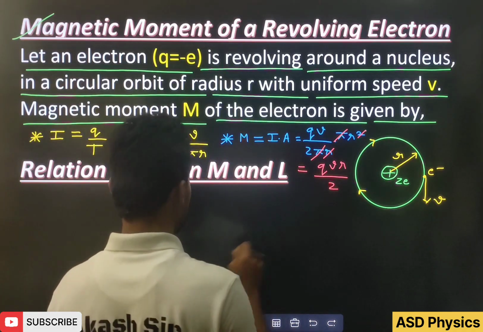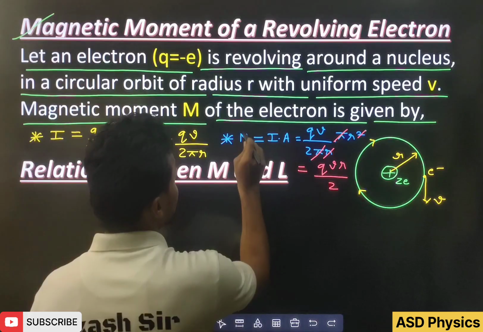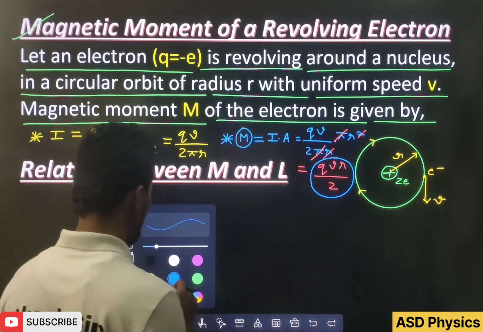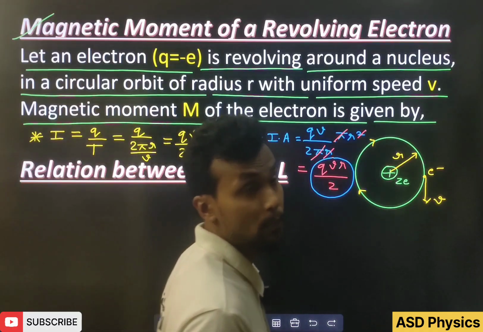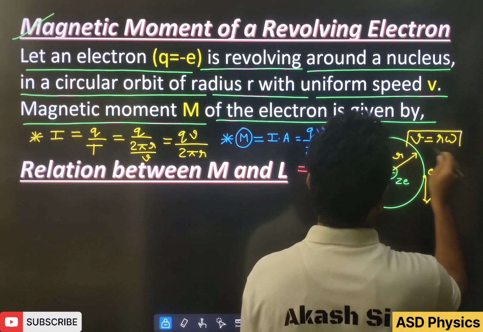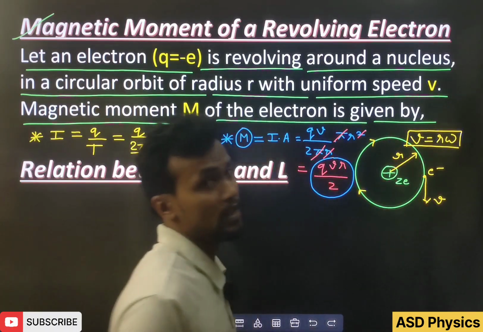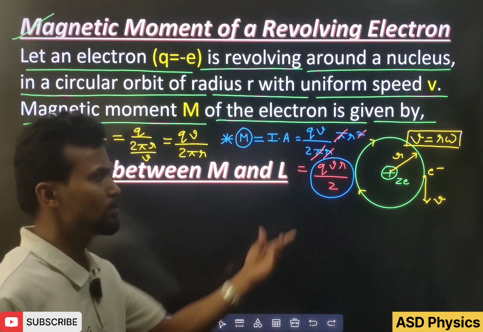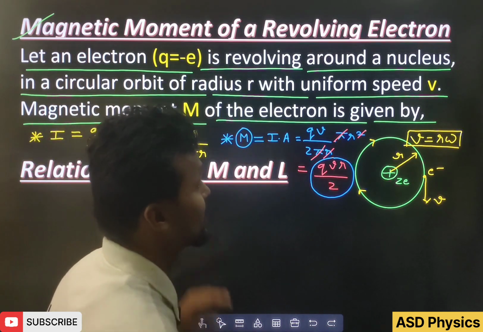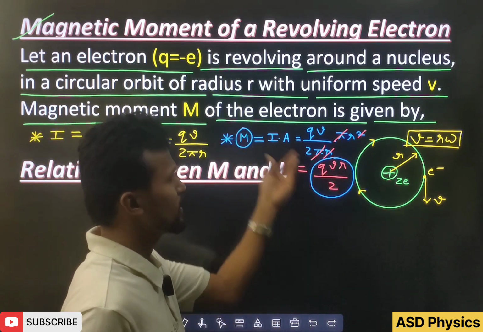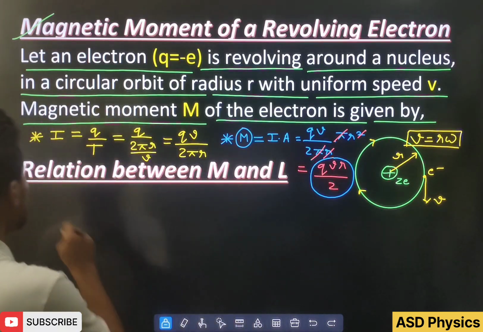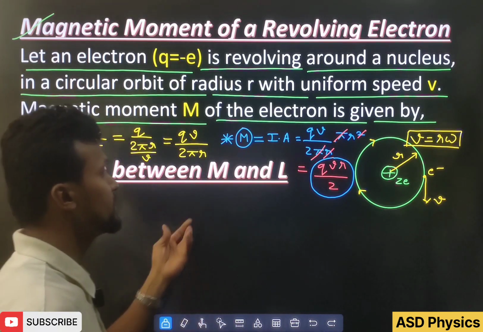What is coming? This magnetic moment is coming here. How much? Remember that QVR by 2. And even for the circular path, we can use this formula also. V equal to R omega will be used in some of the questions, where omega will be the angular velocity. But remember this one here, QVR by 2. This is the magnetic moment of the electron. This Q, later you can put the value E, also not a problem. It will become EVR by 2. Is it correct?